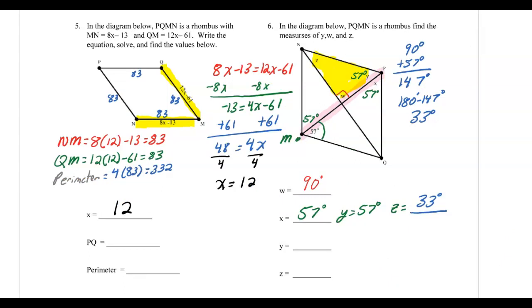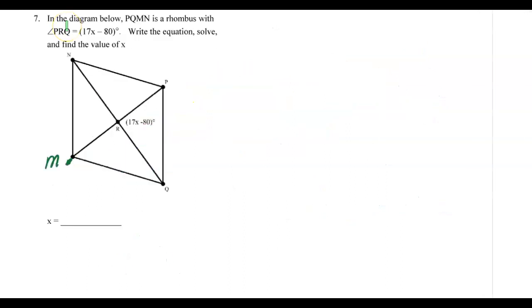So I just scrolled down a little bit, or made the screen a little smaller. I actually did want PQ, so we know that PQ is 83. And as I discussed, the perimeter is 332. Let's take a look at example number 7.